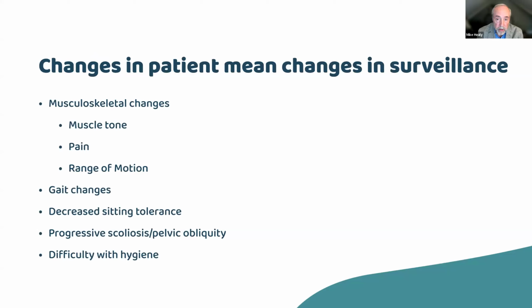So changes in the patient's condition mean changes in surveillance. If you notice those changes, it may mean that you need to change the frequency. It may mean you need to move to different modalities, such as more advanced imaging. Musculoskeletal changes, such as changes in tone, development of pain, range of motion, gait changes, decreased sitting tolerance, progressive scoliosis or pelvic obliquity, and difficulty with hygiene can really be clues to the need to change up the strategy a little bit, or that it's time to act.